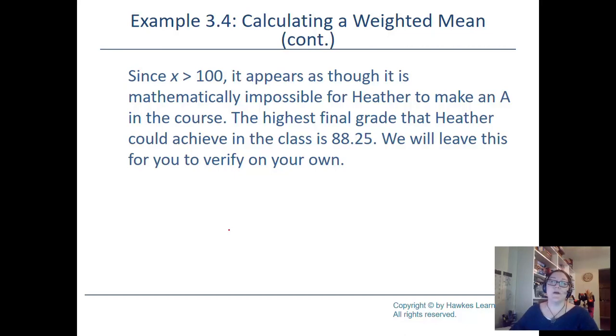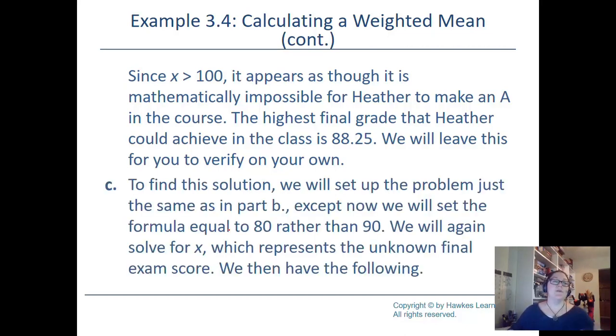So since we know it's impossible to get an A, what we actually want to do is that third question, part C, and see what does she need to make to get a B in the course? And again, remember, we're looking at what's needed to get that 90 or 80 or 70. When you change those out, this is the lowest grade you need to make that exact 80%.